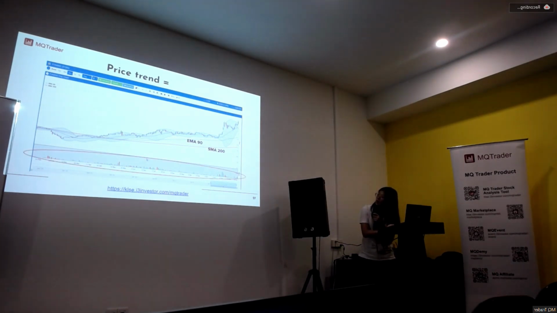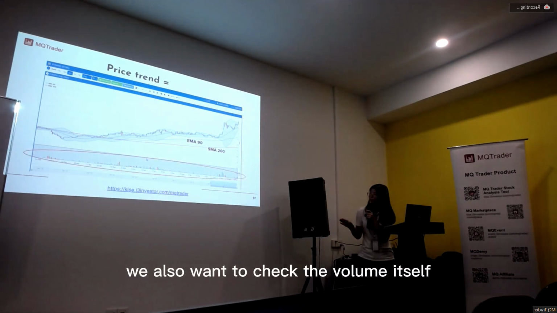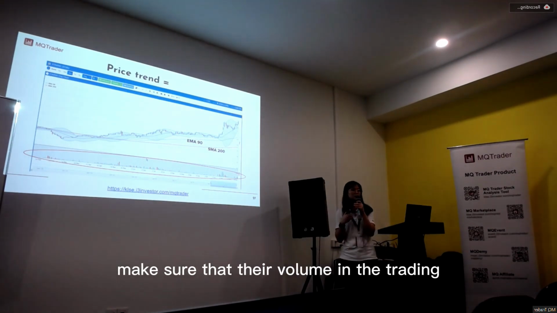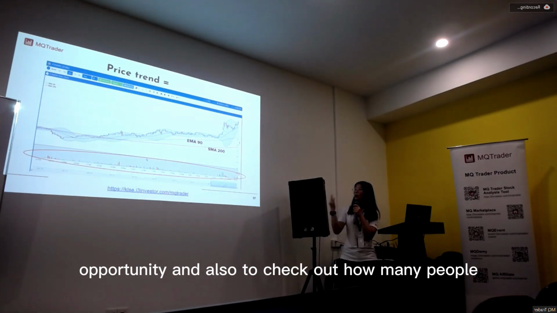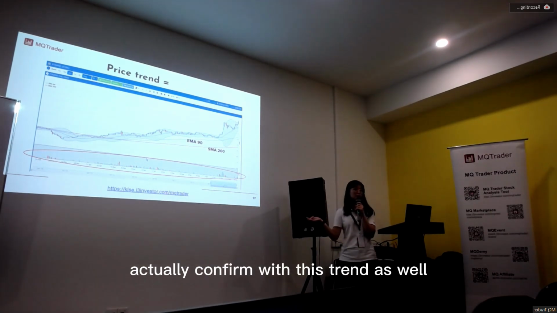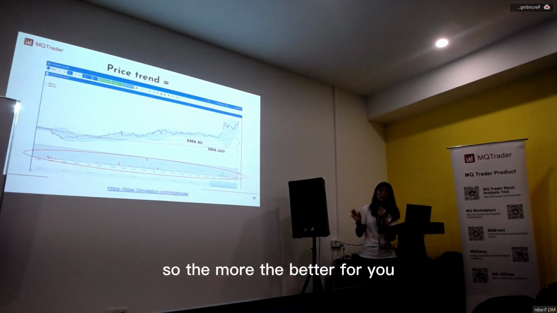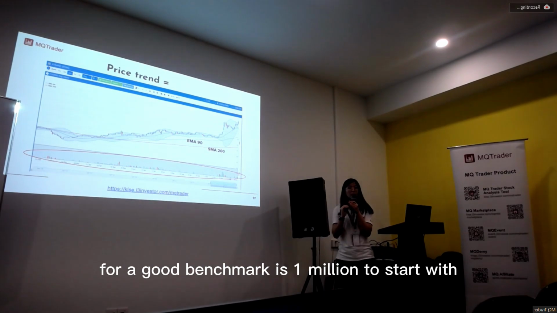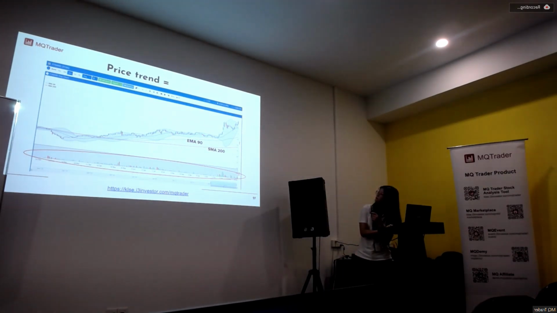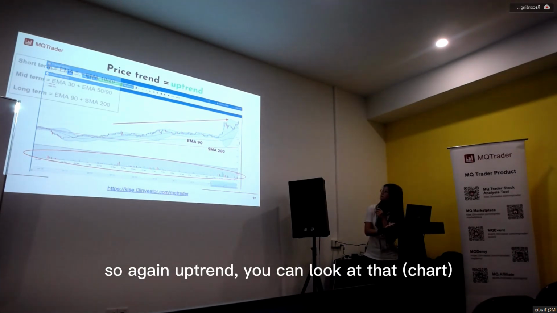And here, we also want to check the volumes, make sure that there is volume in the trading, basically to check out your liquidity and also to check out how many people actually convert with this trend as well. So the more the better for volume. This is 220 million. So a good benchmark is 1 million to start with. Okay. So again, uptrend, you're going to be right.